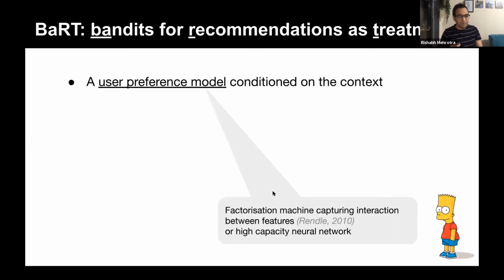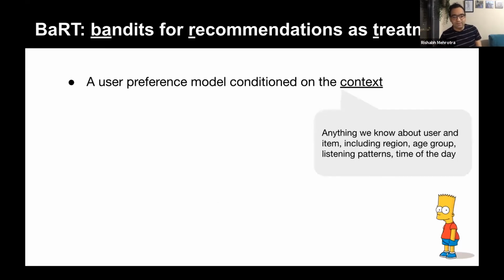The first part is a user preference model. It could be a factorization machine, or it could be your favorite high capacity neural network. The goal of this part is to look at a user, look at a content, and try to make predictions that the user will stream it, the user will like it, the user might heart it, the user would become a fan of this artist. So it could be any of these objectives. It is conditioned on context. Context could be anything we know about the user, about the item, about region, age group, listening patterns, time of day, and so on.